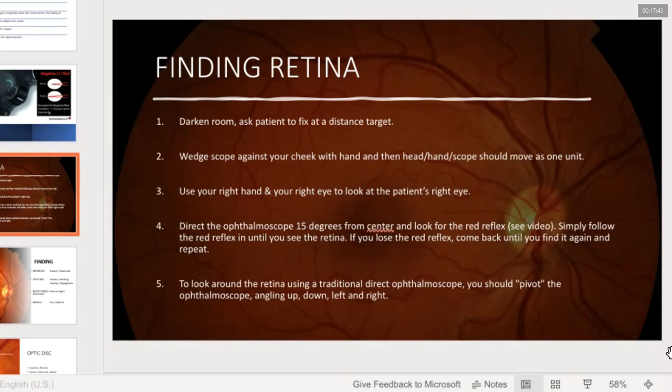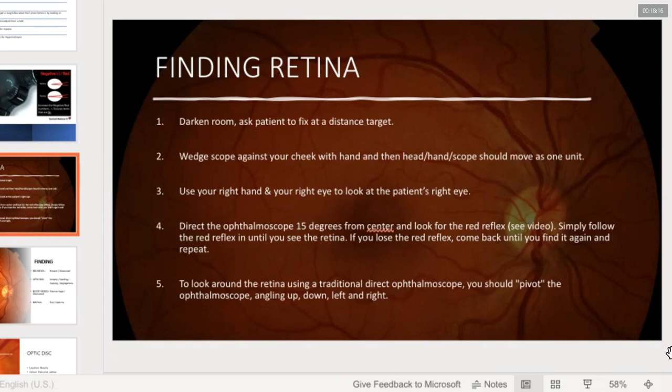If you do it right, once you go in, you can directly see the optic disc. Once you see the optic disc, you need to see the whole optic disc, because the problem with the direct ophthalmoscope is that it is really magnified, about 15 times the normal size. So you can only see parts of the optic disc rather than the whole optic disc. So you really need to move around in order to see the whole optic disc.